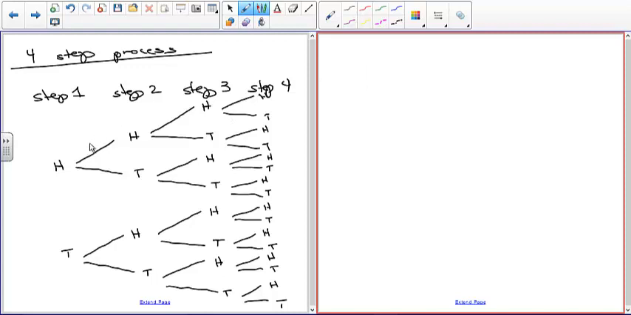And the way you could list these is you could just start at the root here, and then follow each branch. So if I just follow this top branch, I'll have heads for the first, heads for the second, heads for the third, heads for the fourth. So I can show that by listing it as such. First letter is the first flip, second letter is the second flip, third letter is the third flip, fourth letter is the fourth flip. So that's this one.